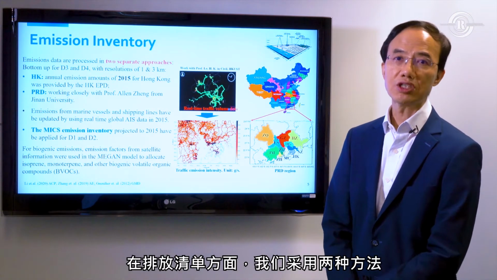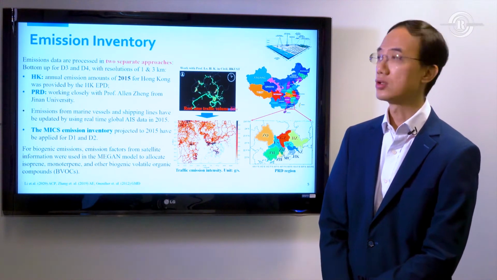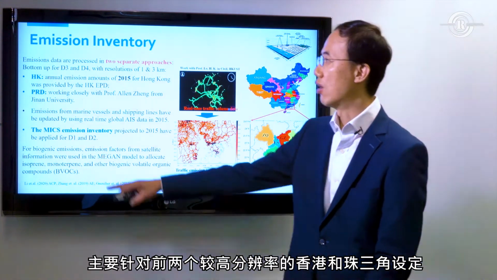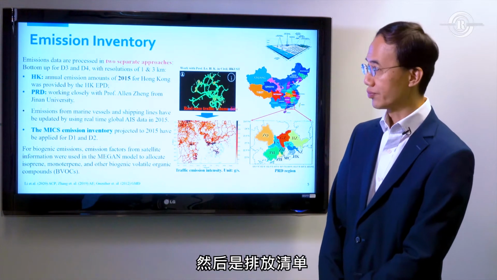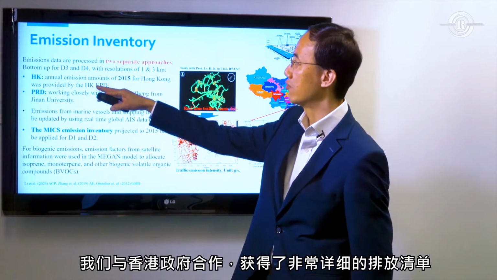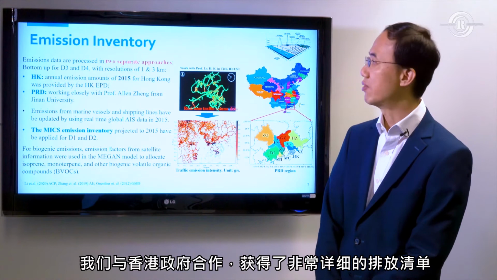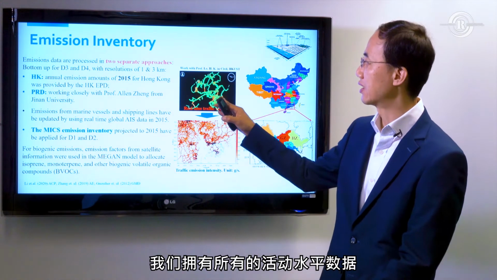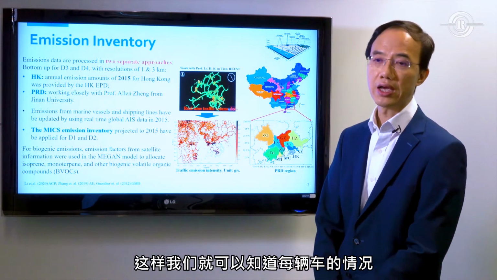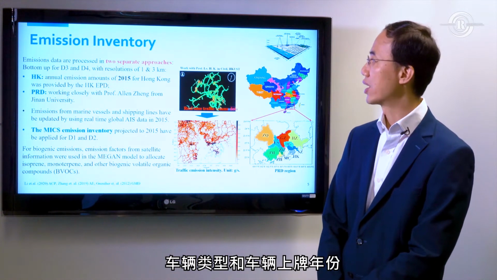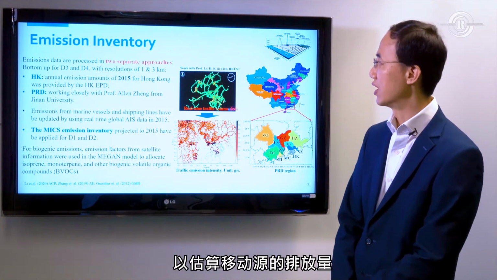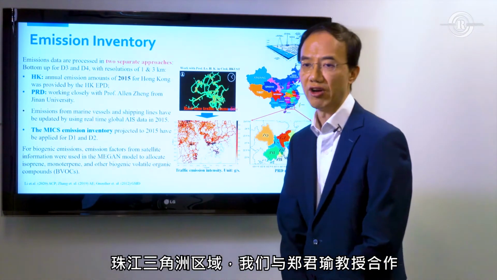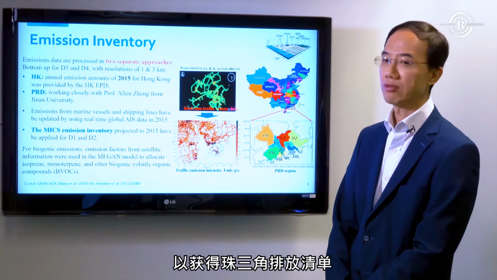In terms of the emission inventory, we are using two approaches. The first one is the bottom-up approach for the two finest domains, Hong Kong and PRD. We obtained a very detailed emission inventory working with the Hong Kong government. For example, for the traffic data, we have all the activity data so that we know each vehicle type and the year of the vehicle to estimate the emissions of the mobile sources. So it's very detailed indeed. For the PRD, we worked with Professor Alan Zhang to obtain the PRD emission inventory.